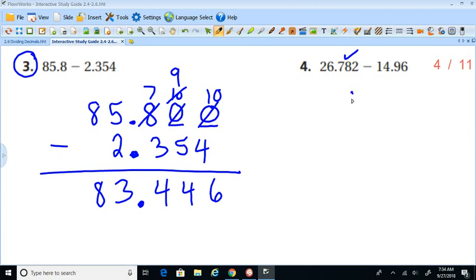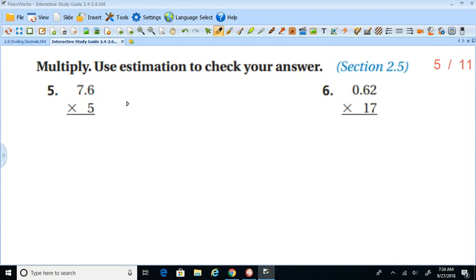Numbers 5 and 6. Multiplication with decimals. First step, as you learned with Mr. Heller's magic number strategy, always make an estimate. 7.6, I'm going to estimate that as 8. And 8 times 5, we all should know is 40. Our final answer should be about 40, but we overestimated it. So we know the real answer will be a little bit under 40.